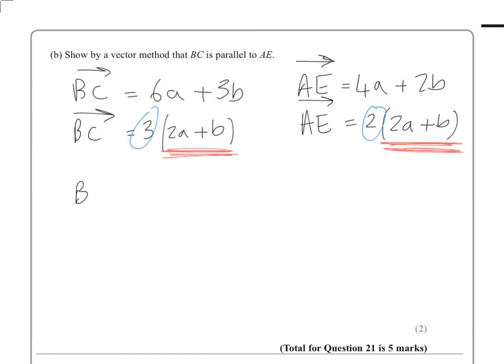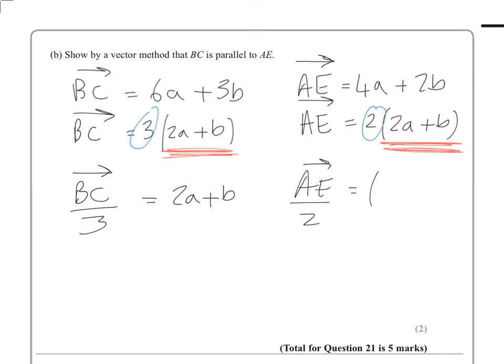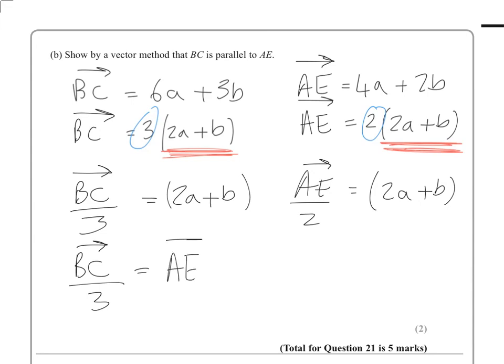Alternatively, to further demonstrate this, b to c divided by 3 equals 2a plus b, and a to e divided by 2 equals 2a plus b. So I can make them equal to one another because they both equal 2a plus b. So b to c all over 3 equals a to e all over 2. Therefore b to c equals 3 a to e all over 2, thus showing that they're in the same direction, they're parallel to one another. b to c is just 3 over 2 times bigger.